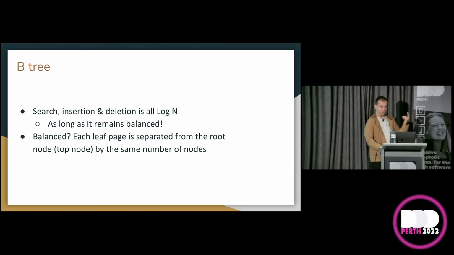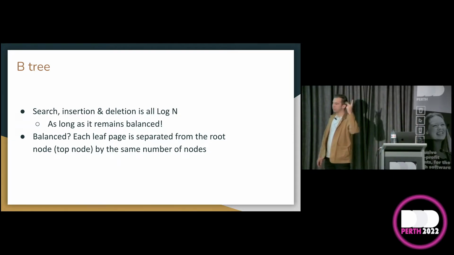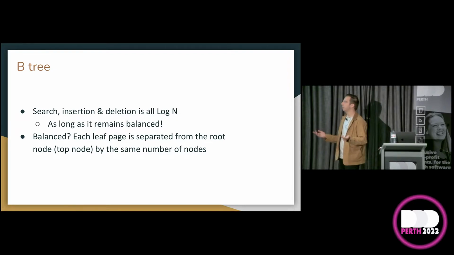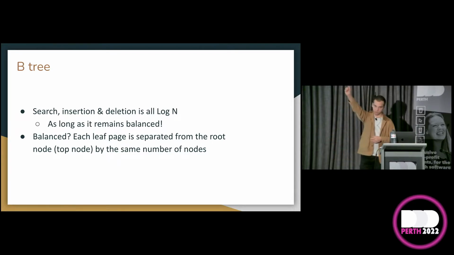And a B-tree is a balanced tree, not a binary tree. So searching, insertion, and deletion are all O(log n) as long as it remains balanced. The database will do that for you, so you don't need to worry about that. Balanced meaning from the root node, the top node, to all the bottom nodes is the same number of nodes to climb up.